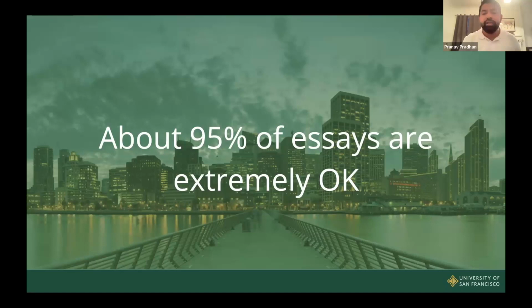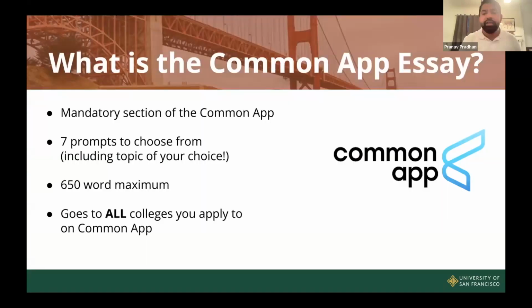So today we are focusing a little bit more on the Common App essay. But the tips and guidelines first: it is the mandatory section of the Common App, right? There are 7 prompts to choose from. I don't want to read out each and every prompt because that will just take a lot of time, but I'm sure you all have familiarized yourself with some of these topics. There are 7 prompts to choose from, including a topic of your own. It is 650 words maximum, right? And remember a very important thing: the Common App essay goes to all the colleges you apply to on Common App, so it's not the place to personalize, right?